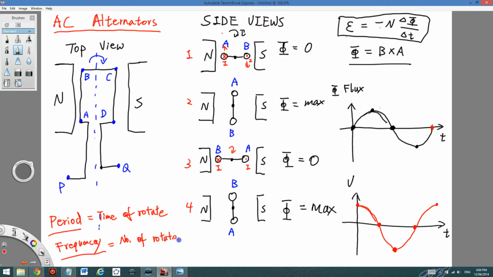So if I build my own AC alternator, and somehow I'm producing an AC current at 50 Hertz, this means the rotor in the AC alternator rotates 50 times every second.